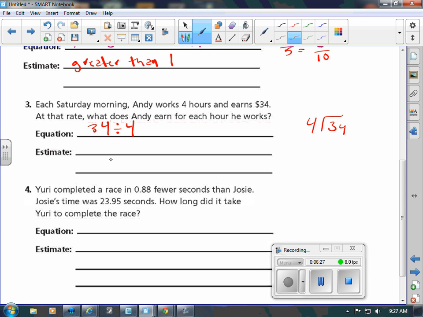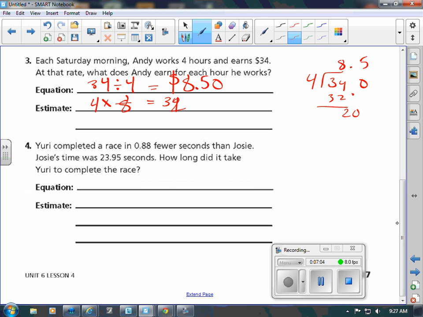Okay, welcome back. If I was looking at this, I would think about 4 times what gets me close to 34. Okay, well, 4 times 8 is 32. So about 8. Okay, so then I can put my 8 up here. All right, 32, subtract out, add my decimal, bring it down. 4 into 20 is 5, bring my decimal up. So 8.50. He gets about $8.50 an hour. Okay. So just thinking about how you can check for reasonable, right?